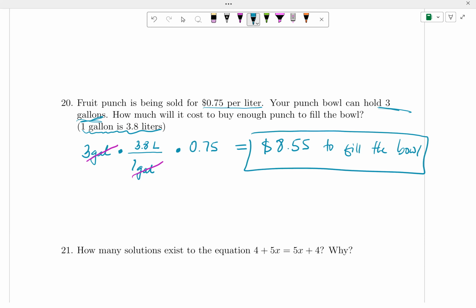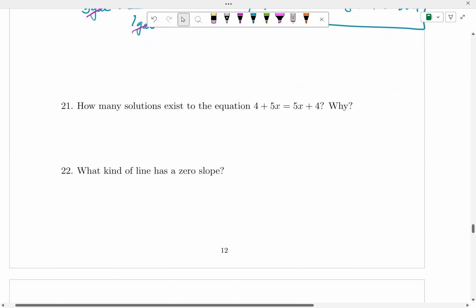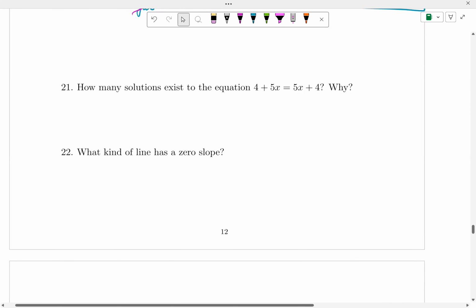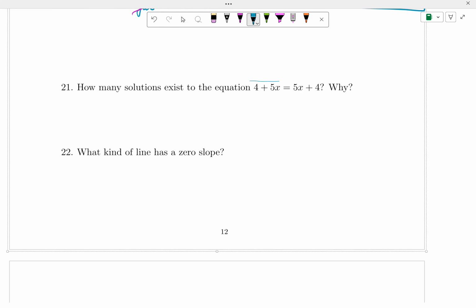$8.55 would be your answer. Okay. Next question. How many solutions exist to the equation and why? There's several ways to explain this, but the short and sweet answer, if you ever look at your equation and you notice they're literally the same values, 4 plus 5x is the same thing as 5x plus 4.